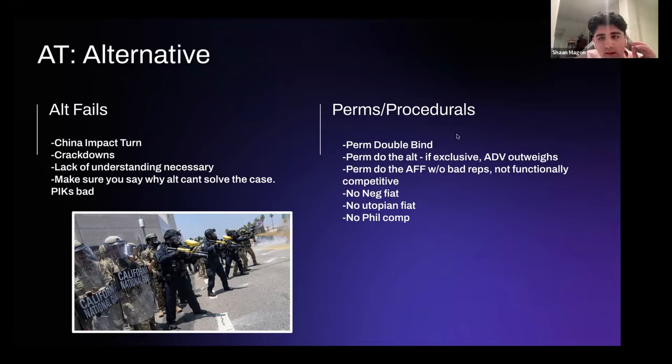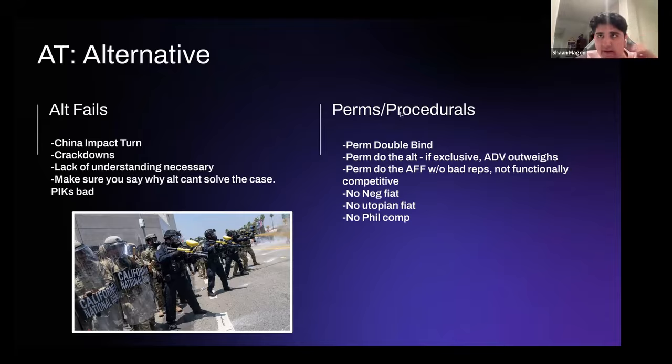So the first thing that you could say is perm double bind. What this means is that either their alternative is super strong, and it's important to establish that usually the way the negative establishes competition, the reason why they're exclusive, is because of the links they have read to your affirmative, i.e., if you are colonialist, you cannot decolonize at the same time.